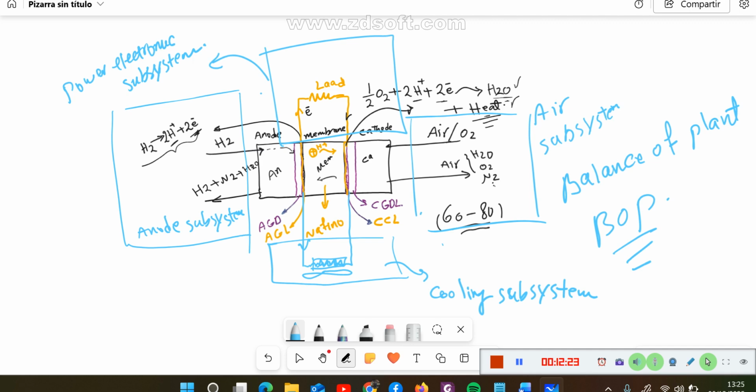So in this video we have learned, in a basic concept, how a fuel cell system works. In the next videos I will explain more about the control challenges we have in real systems, and we will see how we can control the different parameters that we have here to have a high efficiency in the system.